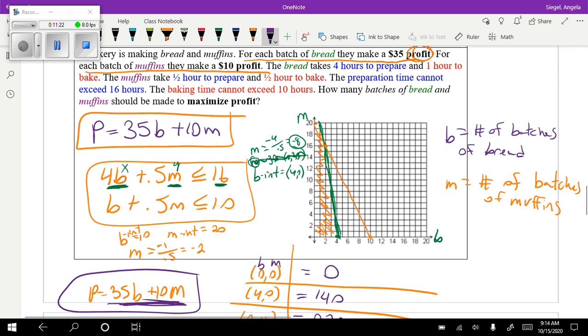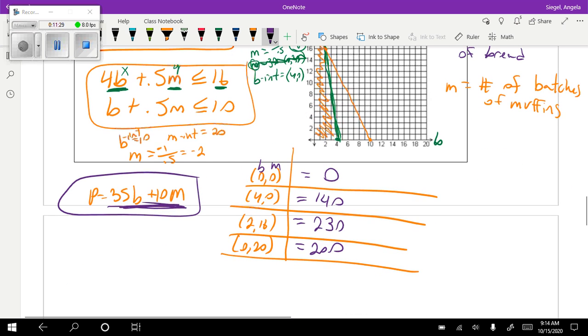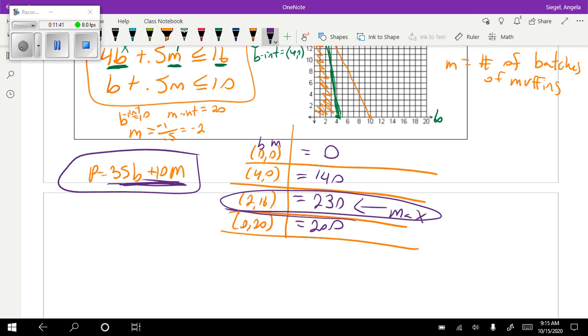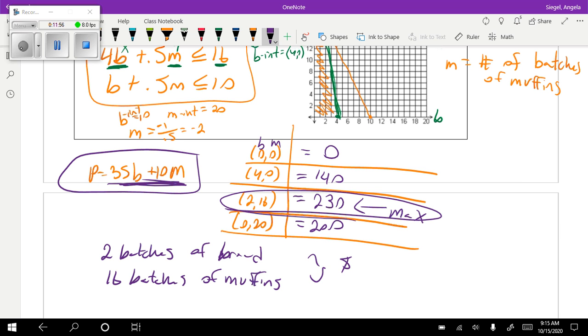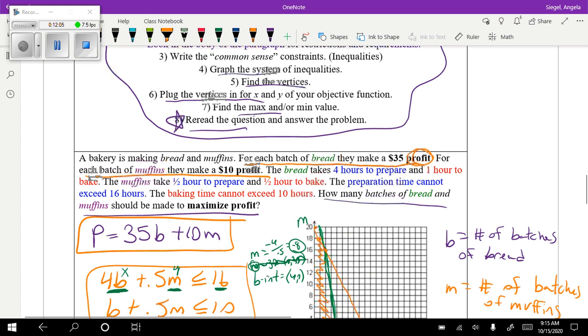So let's go ahead and see what it's asking us. How many batches of bread and muffins should be made to maximize profit? I don't really care about the minimum, I just care about the maximum right there. So we're going to use this to answer the question. If I make 2 batches of bread and 16 batches of muffins, I will make a maximum profit of $230. So all this information I gained from just this problem up here. And that is it.